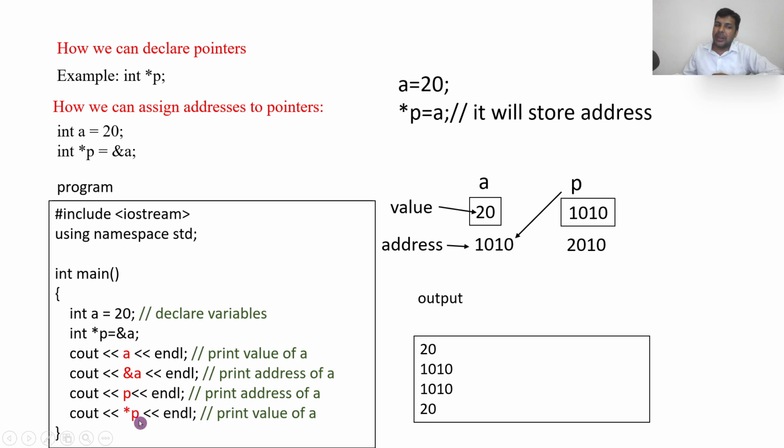Now a and asterisk p are the same, and &a and p are the same. So when I say a, it will print 20. When I say &a, it will print the address. When I say p, it will print the address of a, and when I say asterisk p, it will print the value at the address. So I hope you have understood what a pointer is and how it works, right?